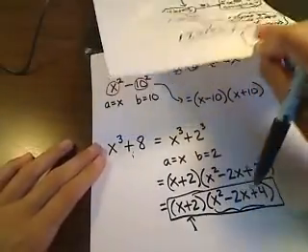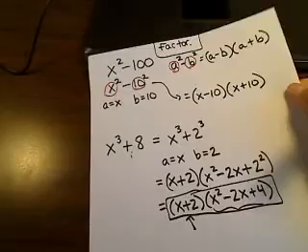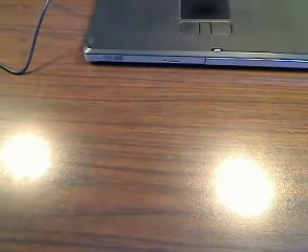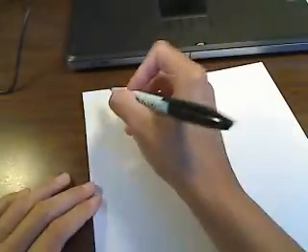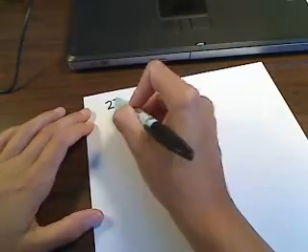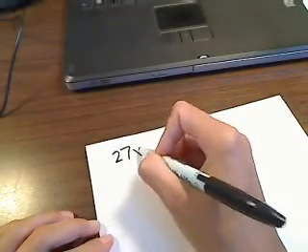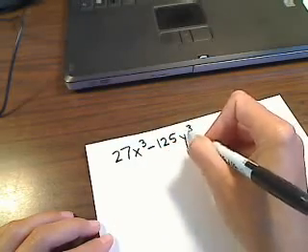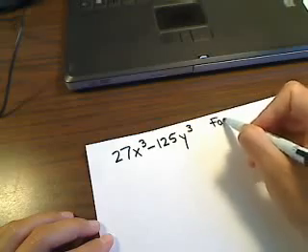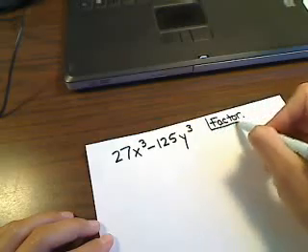Okay? All right, let's try something that's a little bit bigger. Let's try this problem right here. Let's try 27x cubed minus 125y cubed. And directions again are just to factor.